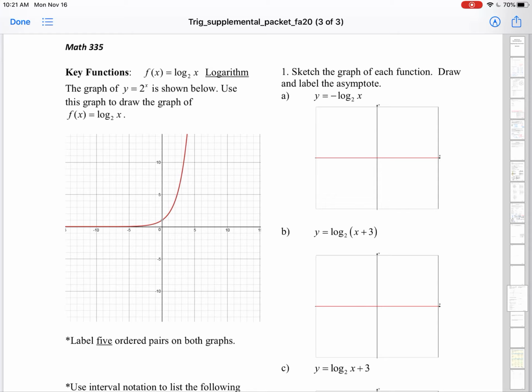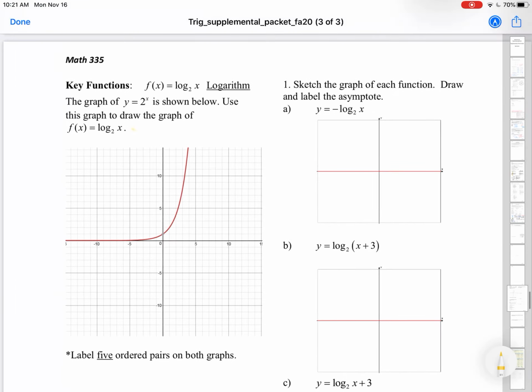So what you're seeing right now is the graph of 2 to the x. And we want to use that to show the graph of log base 2 of x. And so this should not be the first time you're learning about logs. So let me remind you that log base 2 of x is looking for the exponent that you need to put on 2 in order to get x.